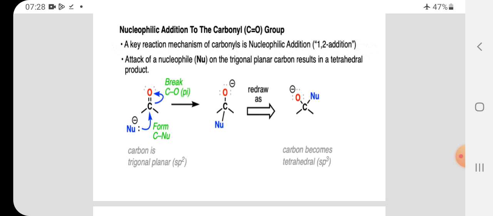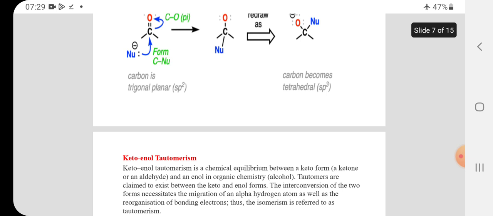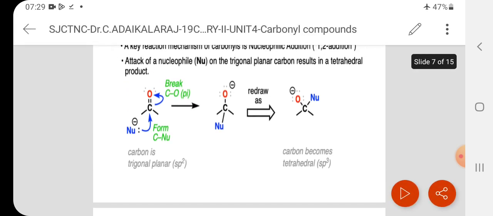Attack of the nucleophile on the trigonal planar carbon results in a tetrahedral product. See the reaction. The carbonyl group is attacked by the nucleophile. The nucleophile adds to the carbonyl carbon. The pi electrons of the carbon-oxygen double bond shift onto the oxygen, forming a carbanion-like intermediate with a negative charge on oxygen, which then forms the nucleophilic addition product.